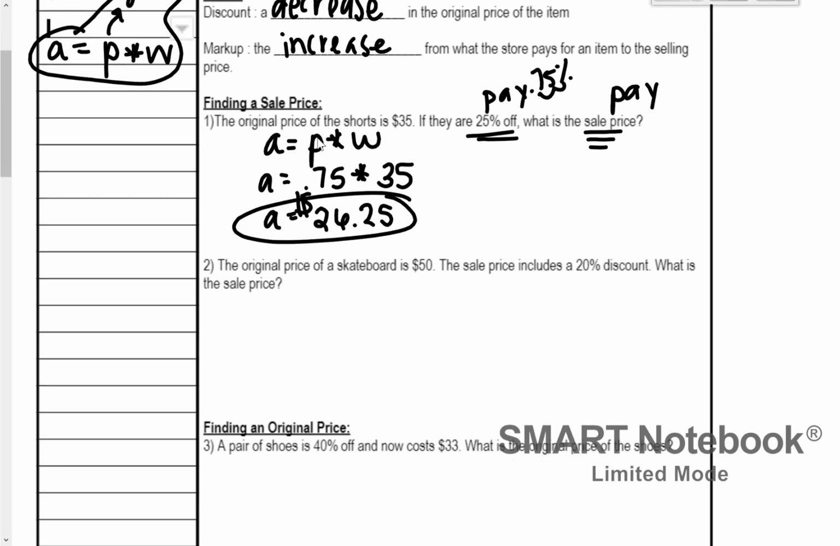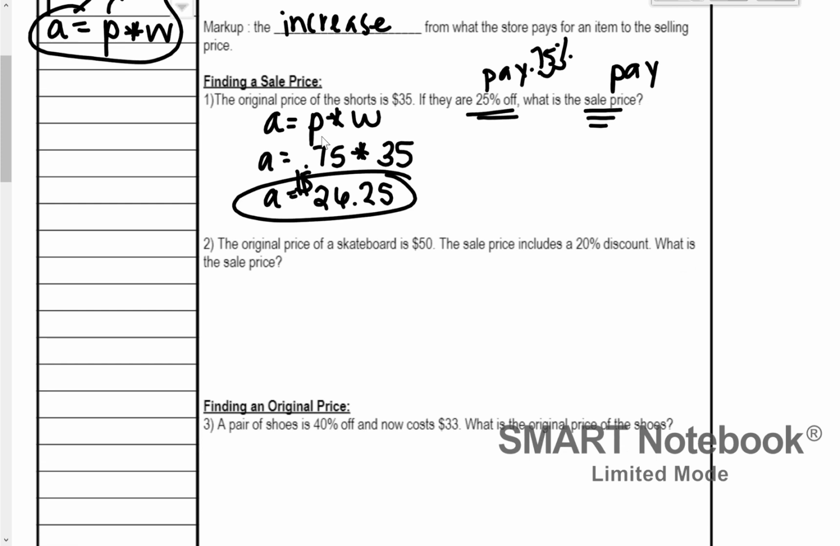Number 2: the original price of a skateboard is $50. The sale price includes a 20% discount. What is the sale price? Again, we want to know the price that we're paying, the price that they're selling it for. We have the percent that we're getting off. We need to find the percent that we're paying. If it's 20% off of 100, that means we're paying 80%, which is going to be 0.80.